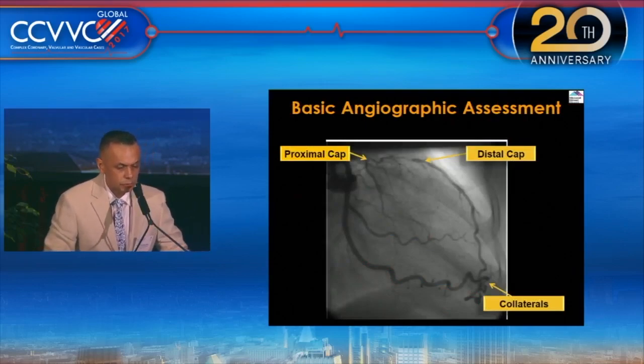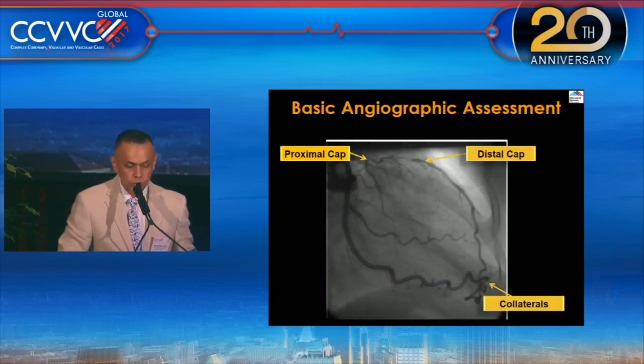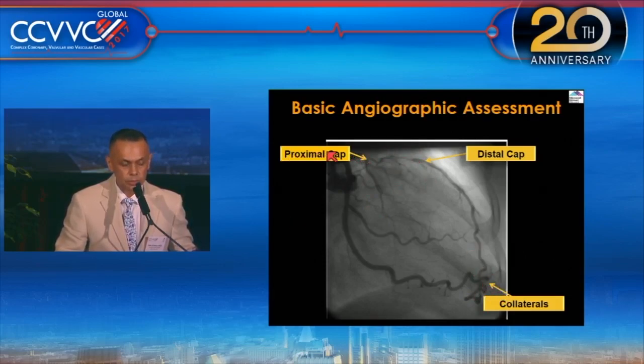So this is a basic angiogram of a total occlusion. You see the LAD here. You see the proximal LAD, and the mid LAD is completely gone. By definition, you see the first septal here, so it's actually the mid LAD that is completely gone. You see the collaterals here coming from the circumflex, LPL, and you can see the proximal cap as well as the distal cap.